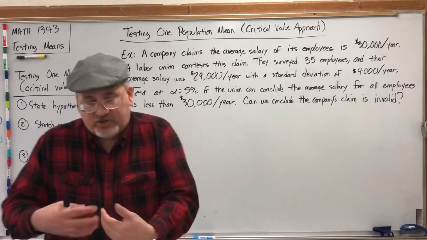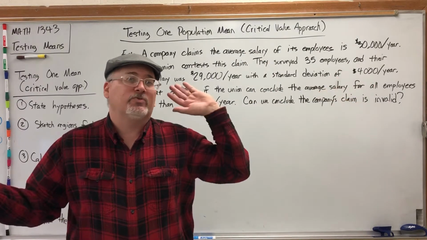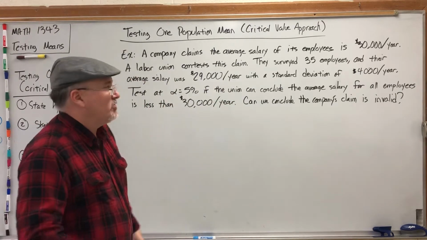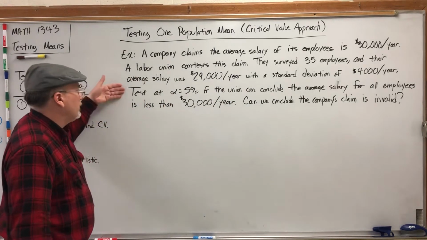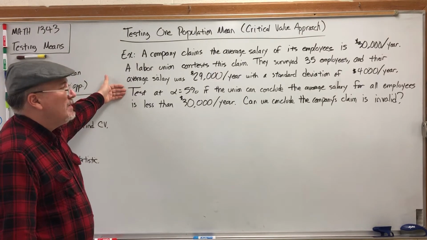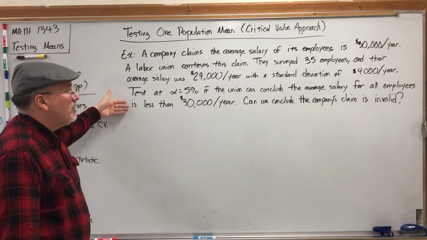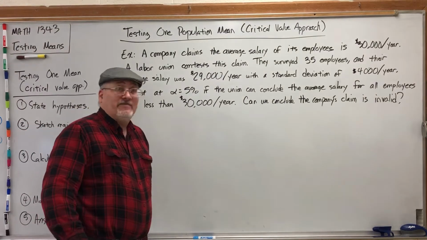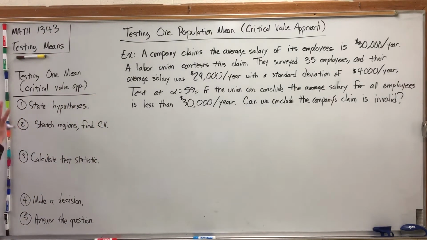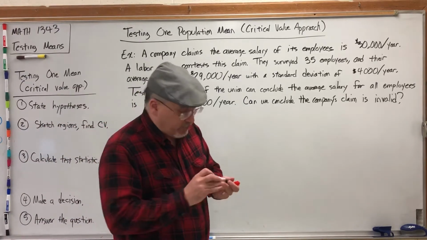Remember that the gist of a hypothesis test is that somebody claims something and somebody comes with some evidence to the contrary, and then we determine whether or not the evidence is sufficient to reject the initial claim. Test at alpha equals 5%. If the union can conclude the average salary for all employees is less than $30,000 per year, can we conclude the company's claim is invalid? All right, so we got all the makings of a hypothesis test. Before we jump into these steps, let's go through the problem and extract the information that we're going to use.